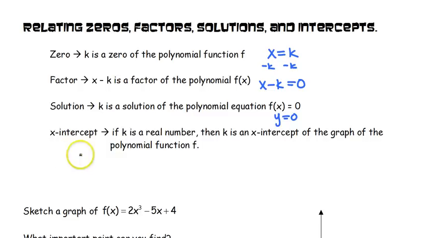And it's an x-intercept. If k is a real number, then k is an intercept of the graph, the x-intercept. Now the only difference between a solution and the x-intercept is solutions can be real and imaginary. An x-intercept is only when that solution is a real number, and you would see that on your graph.